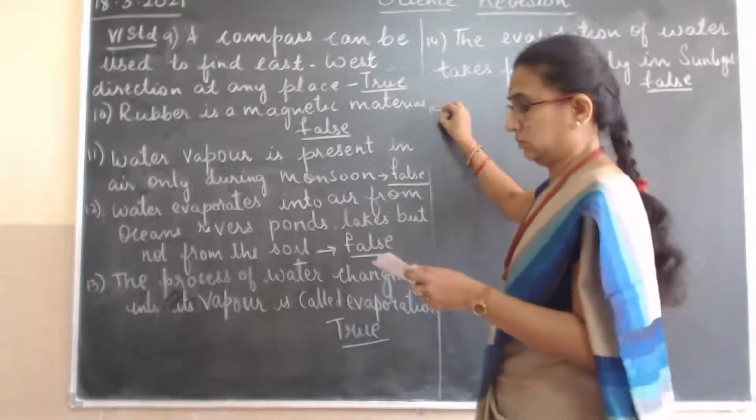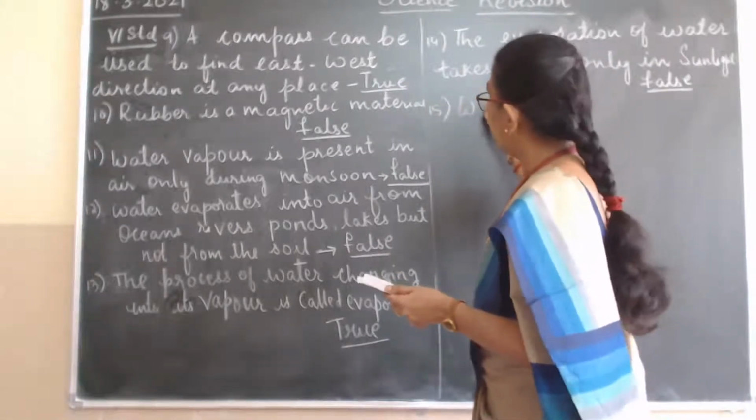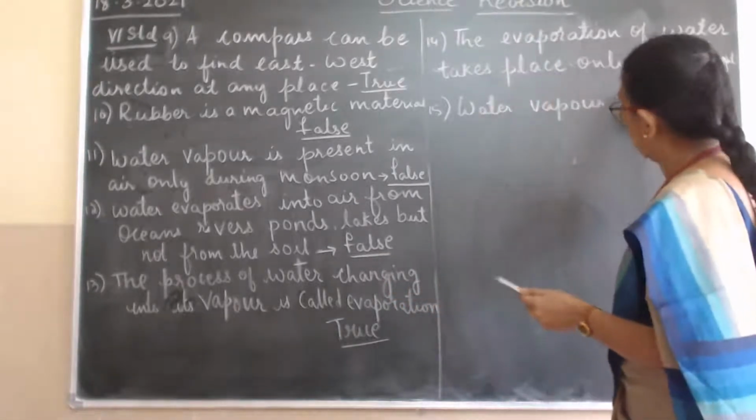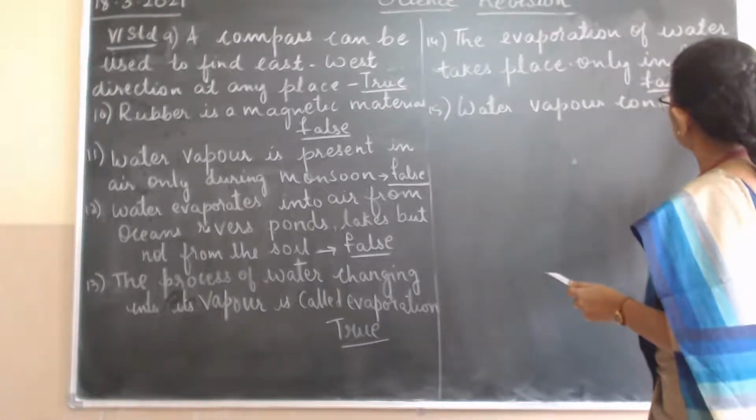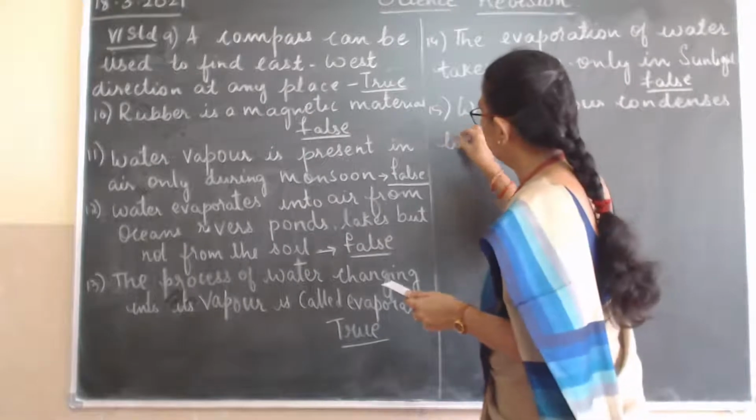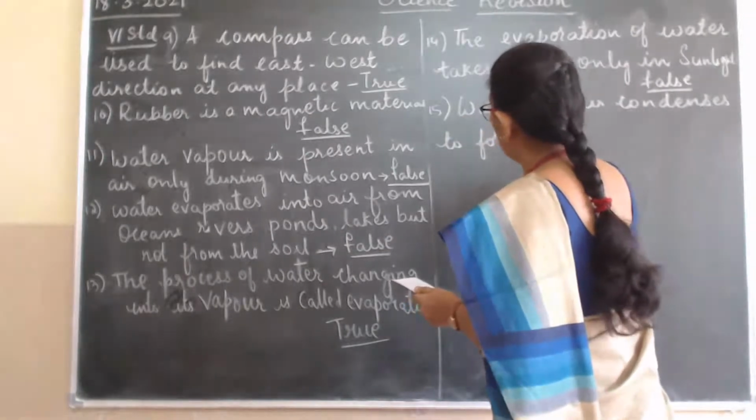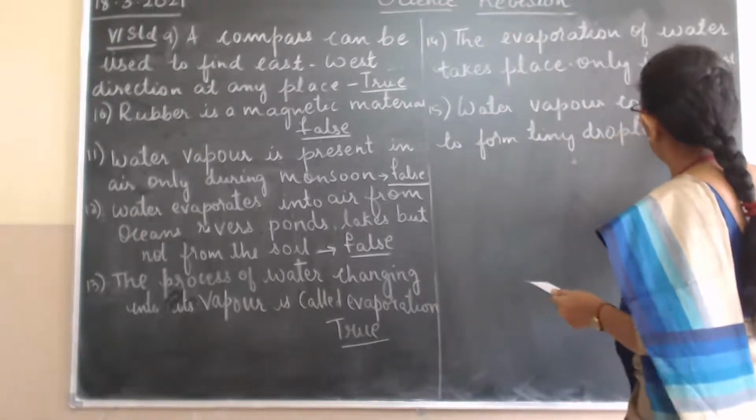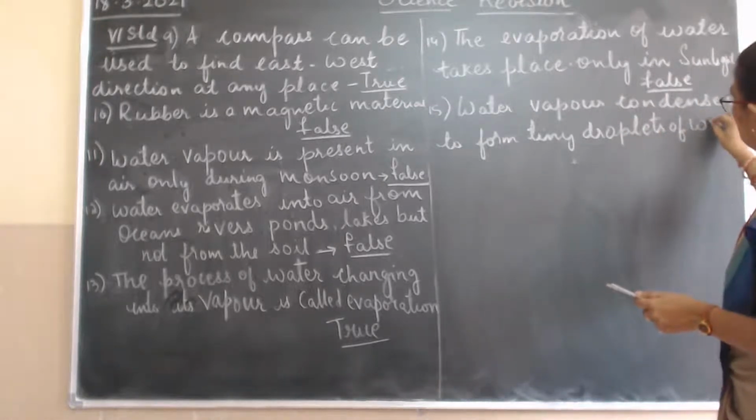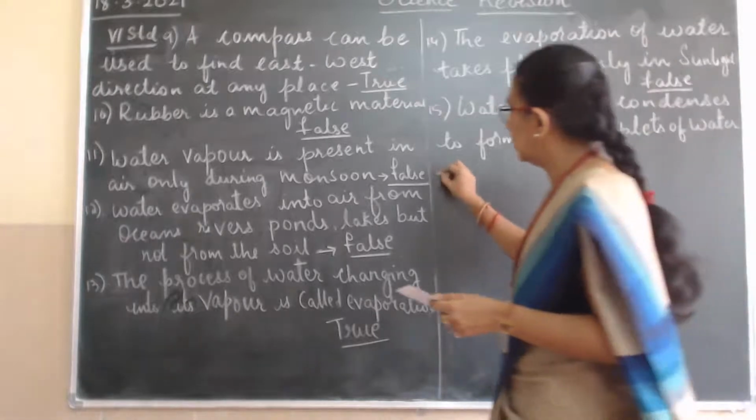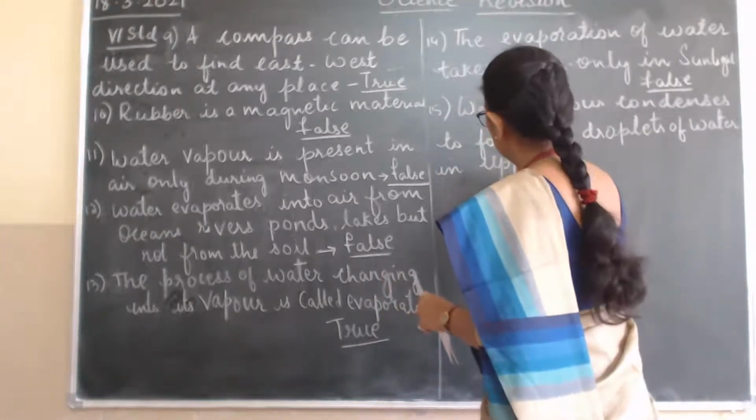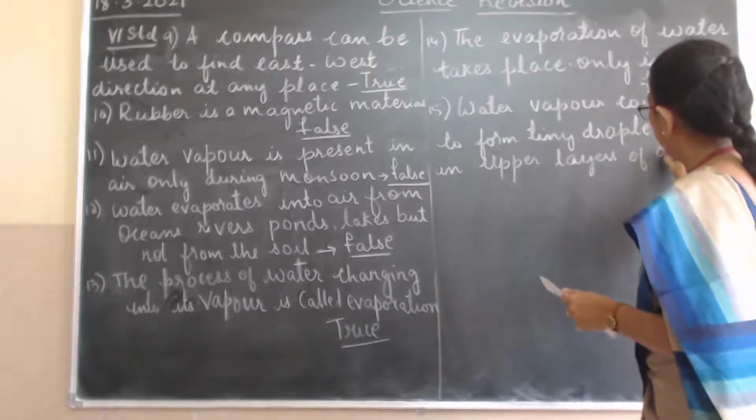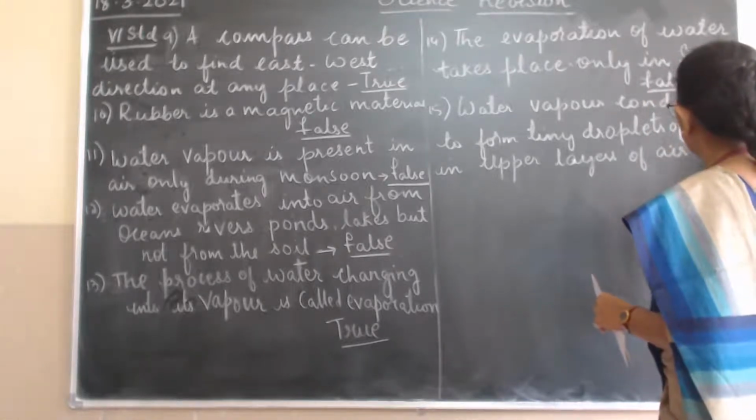The next one, 15. Water vapor condenses to form tiny droplets of water in the upper layer of air where it is cooler.